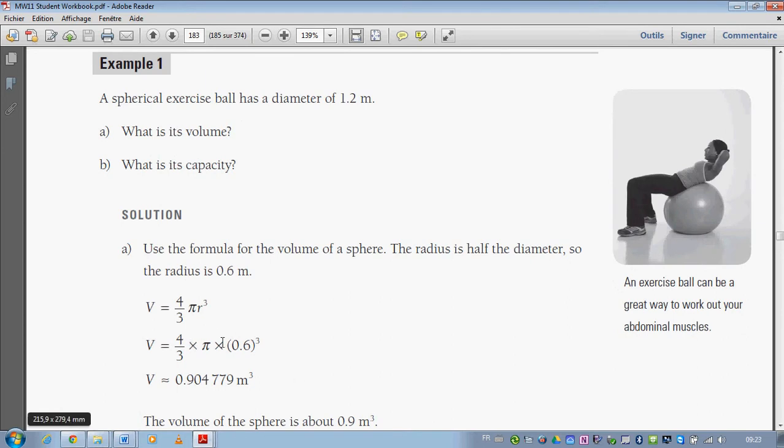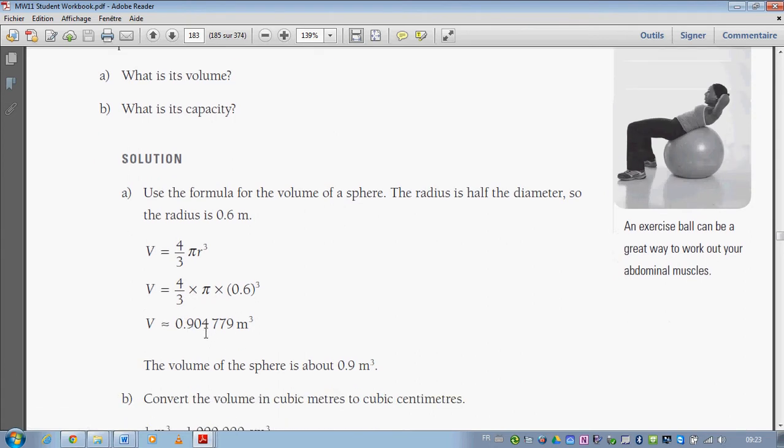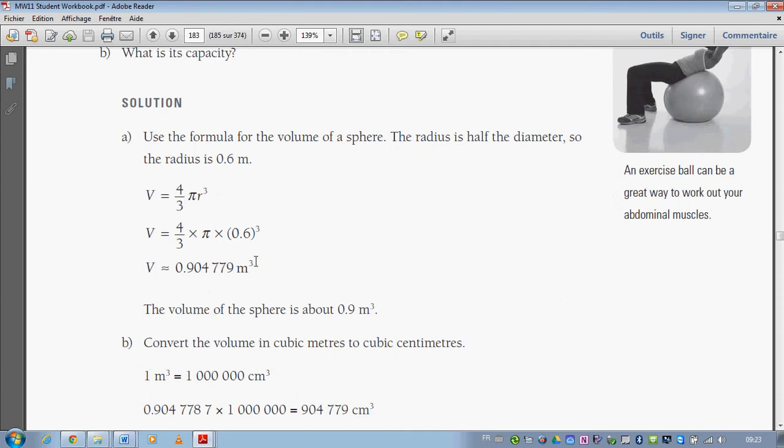So you simply plug it into the formula, 0.6 to the power 3 times pi times 4 over 3, and you get a volume of 0.904779 meters cubed. Now it's asking you, what is its capacity? You'll have to take this meter cubed and change it into centimeters cubed. If you're not too sure how, you can do this using the proportions method. So you can say, if 1 meter cubed is equal to 1 million centimeters cubed, then 0.904779 meters cubed is equal to how many centimeters cubed.